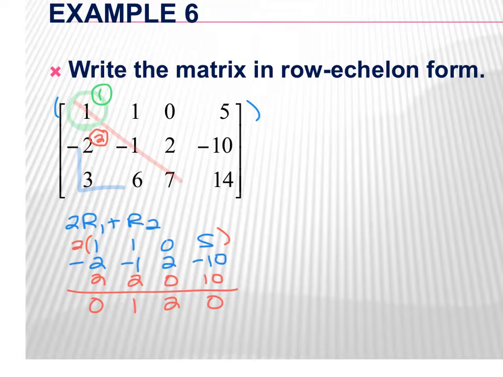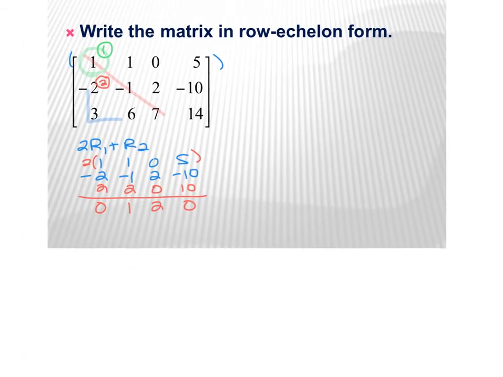Now I can replace either row 1 or row 2 with this because those are the 2 that I have used. I'm going to say that again. I can replace either row that you add together with your new row. So I could either replace row 1 or row 2 with this. But row 1 already has the 1 in place. I don't want to replace row 1. Does that make sense? So I'm going to replace row 2. So my new matrix would be 1, 1, 0, 5, 0, 1, 2, 0, 3, 6, 7, 14.